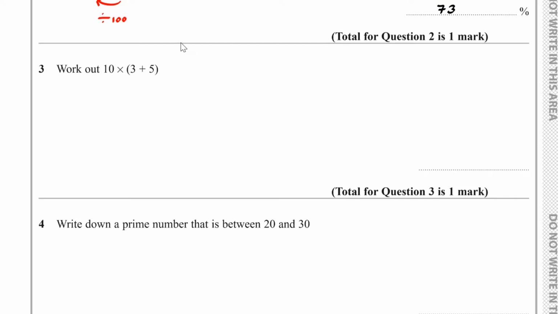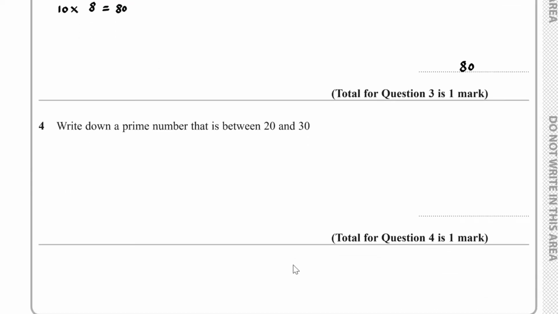Question number 3, we have to work out 10 times, in brackets, 3 plus 5. Following the rules of BIDMAS, we have to deal with the brackets first. 3 plus 5, that would be 8. So we have 10 times 8, which is 80. So we have 80.